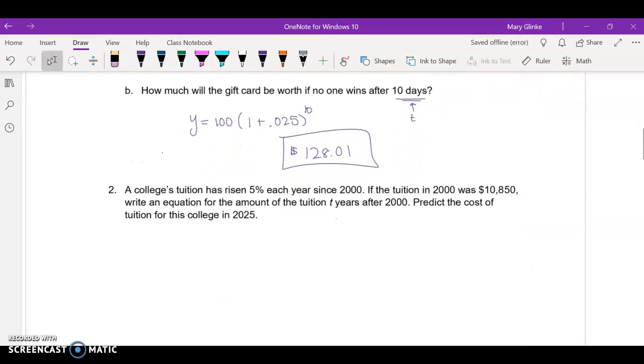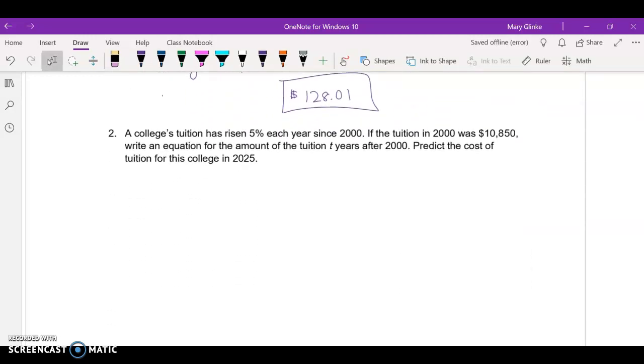Okay, so for the next one, we have the same idea where this is going to be exponential growth. I can tell because this says the college's tuition has risen 5%. That means it's going to be a growth for exponential. We're starting at the year 2000, and in the year 2000, the initial cost is $10,850. That's going to be your A value. We're looking to write an equation for after t years, what that would be.